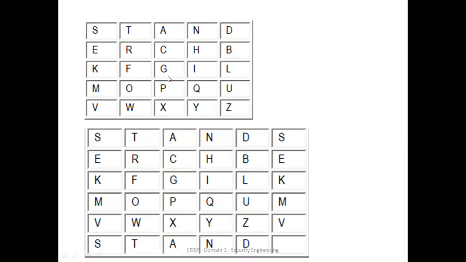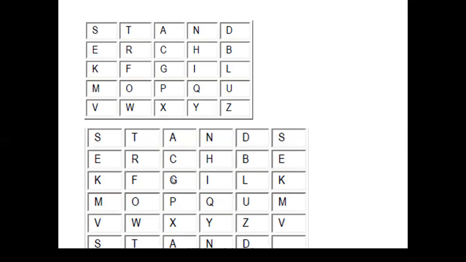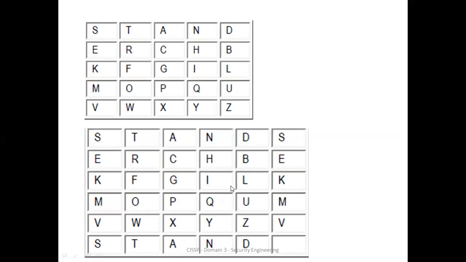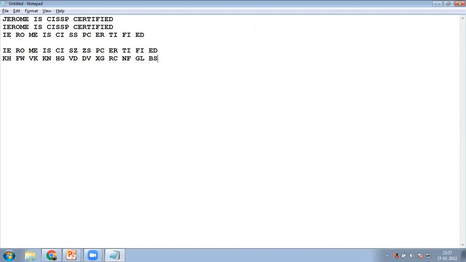FI. F and I are on the same row, so we should pick up G and L. So you look at the extended key or you look at the key that is up. Okay, we should know how to get the alphabets. So FI becomes GL. ED, E is here, D is here. Row the first column and second, it becomes BS. This is your cipher text.